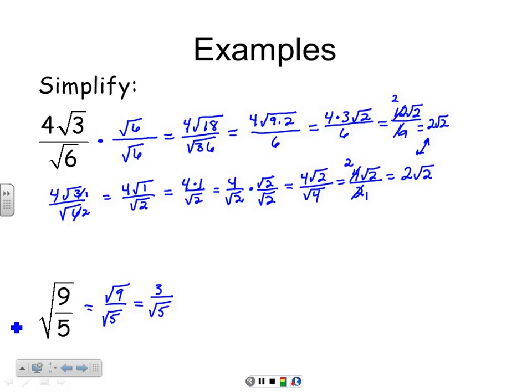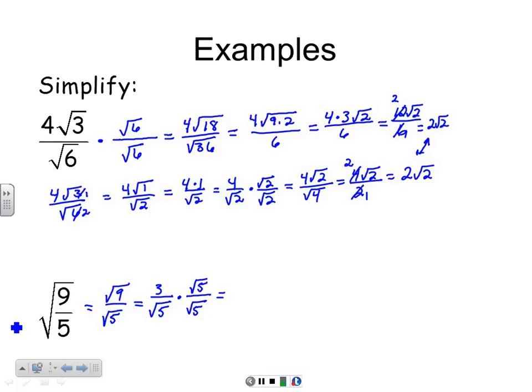So now I've got to get rid of that radical in the denominator, and the way I'm going to do that is I want the square root of 5 to turn into a perfect square. So 5 times 5 is 25, so we're going to multiply the top and the bottom by the square root of 5. And 25 is a perfect square.